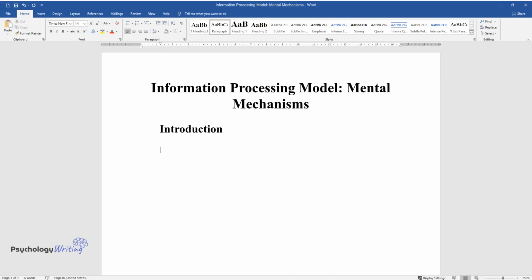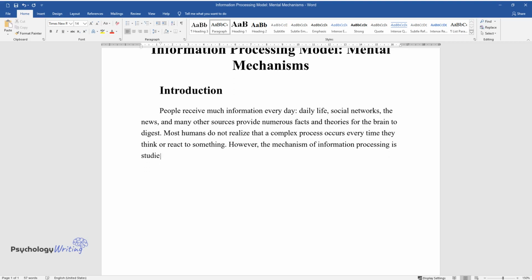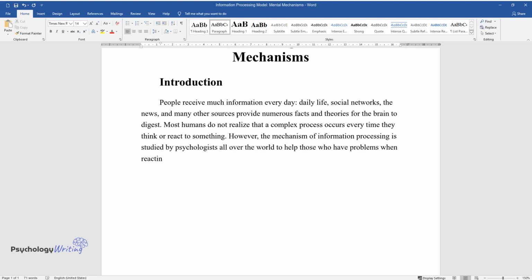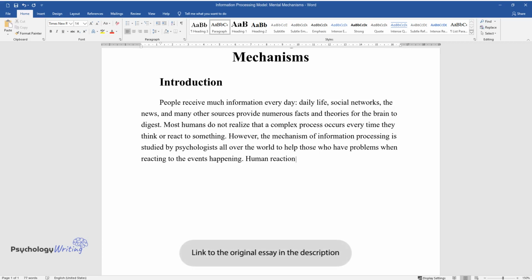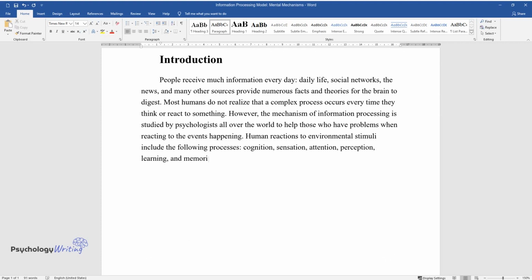Introduction. People receive much information every day. Daily life, social networks, the news, and many other sources provide numerous facts and theories for the brain to digest. Most humans do not realize that a complex process occurs every time they think or react to something. However, the mechanism of information processing is studied by psychologists all over the world to help those who have problems when reacting to the events happening. Human reactions to environmental stimuli include the following processes: cognition, sensation, attention, perception, learning, and memorizing and forgetting.